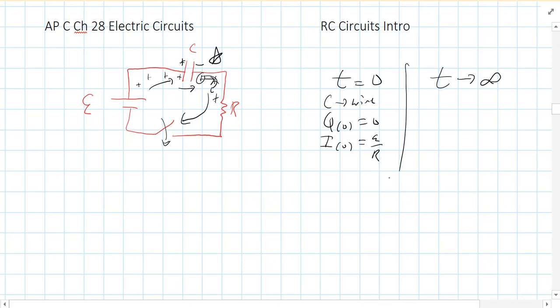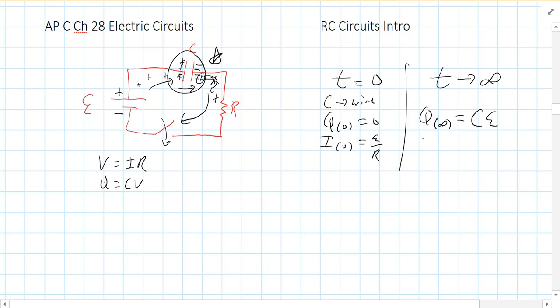Now what about after a long, long time? Well, charge will build up on this capacitor until its voltage is equal to that of the battery, but in the opposite direction. For the battery, this is the plus, this is the minus, so it's like clockwise. For the capacitor, it's the opposite, it's counterclockwise. So the charge after a long, long time will just be capacitance times voltage, which would be the voltage of the battery, CE. So again, we're using our two laws, V equals IR, and Q equals CV.